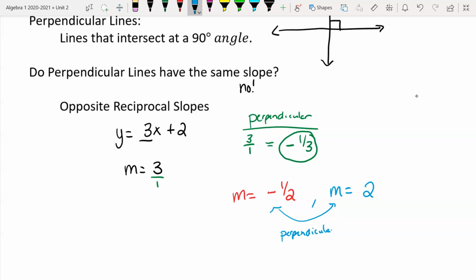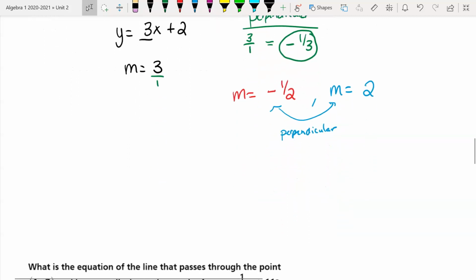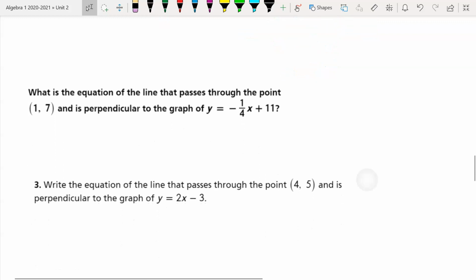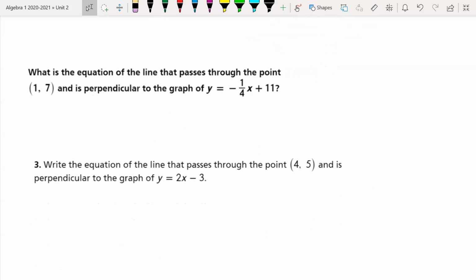So now instead of using the same slope, if it's perpendicular, we're going to use opposite reciprocal. So here's the example. What is the equation of the line that passes through the point 1, 7 and is perpendicular to the graph of y equals negative 1/4 x plus 11? Well, my slope is negative 1/4. I want perpendicular, so now I need to flip that slope, opposite reciprocal, and change the sign. So my new slope that I'm going to use is a positive 4.